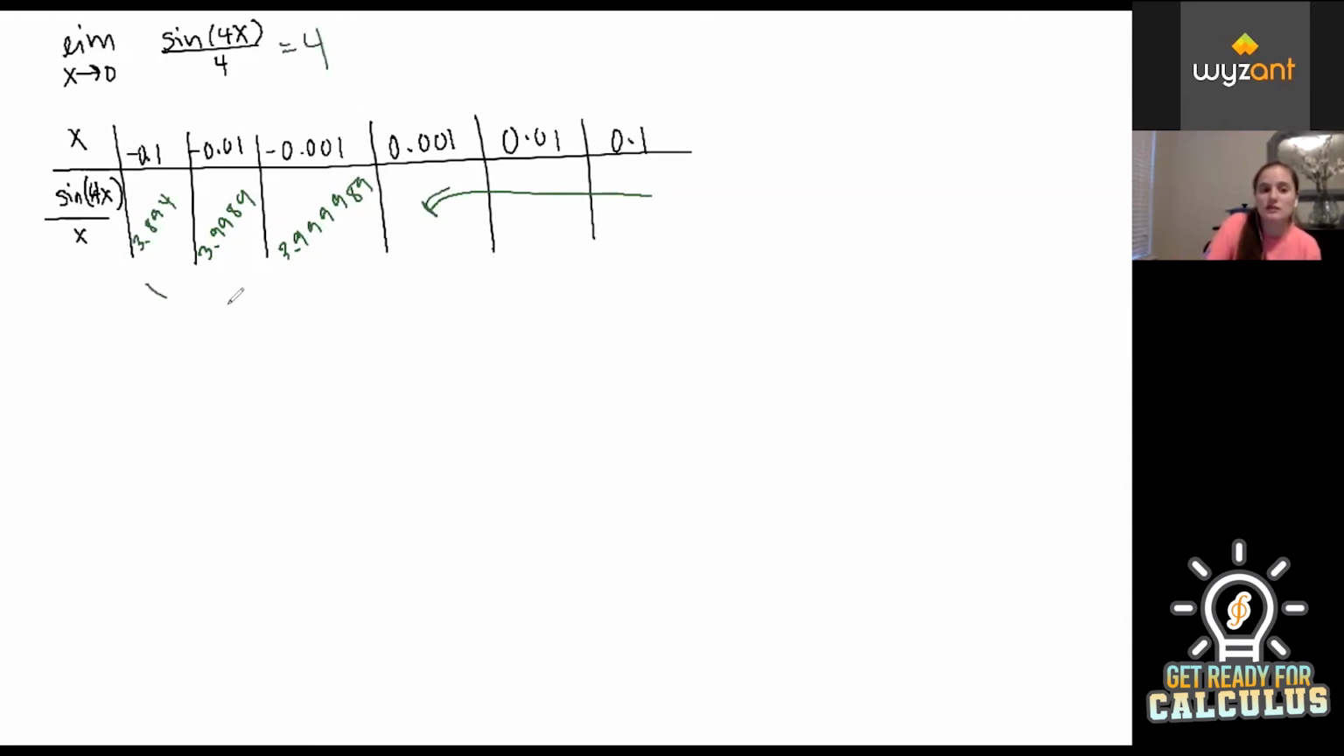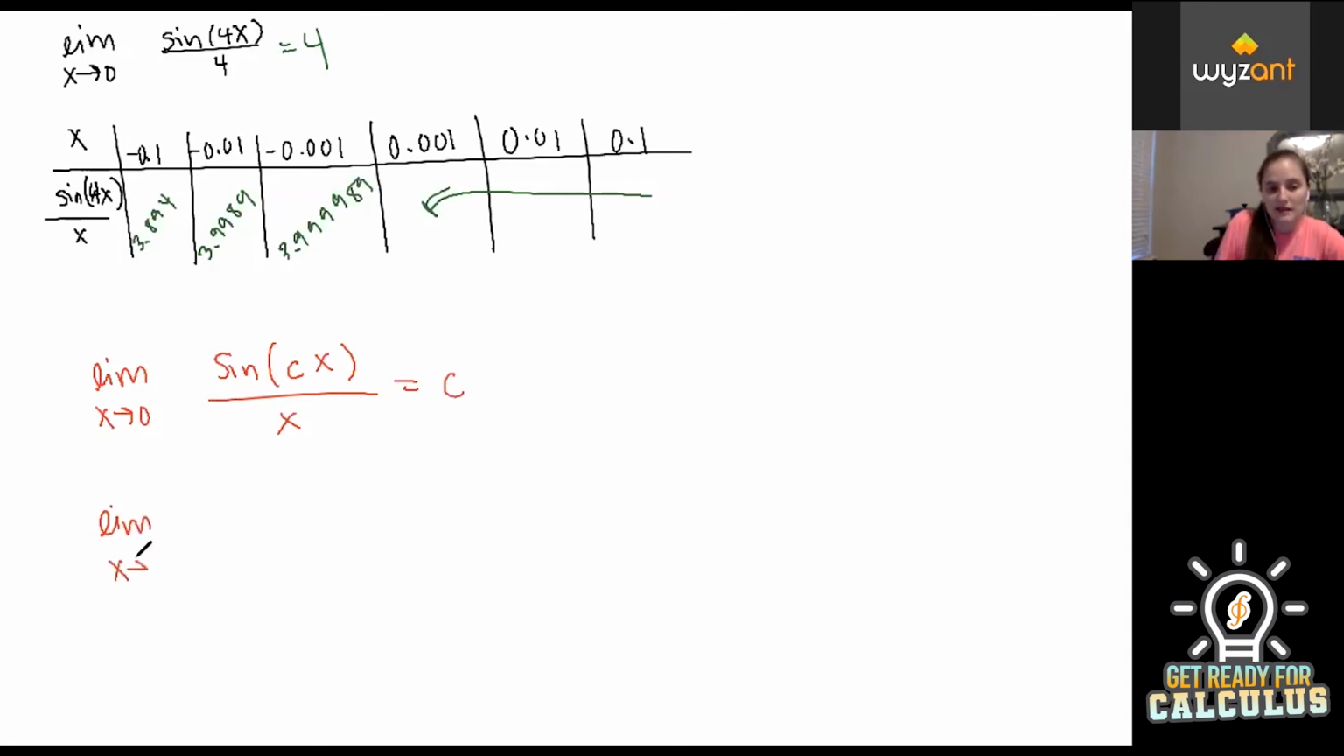If it approaches a different side on the left and the right, then I would know that it does not exist. This is actually a really important one that you want to know. So you want to know that the limit as x goes to 0 of sine cx over x, if there's any kind of constant c, is going to go to just c. The other one that's kind of similar is as x goes to 0, 1 minus cosine of x over x is going to go to 0. And you could check that the same way with that table method.